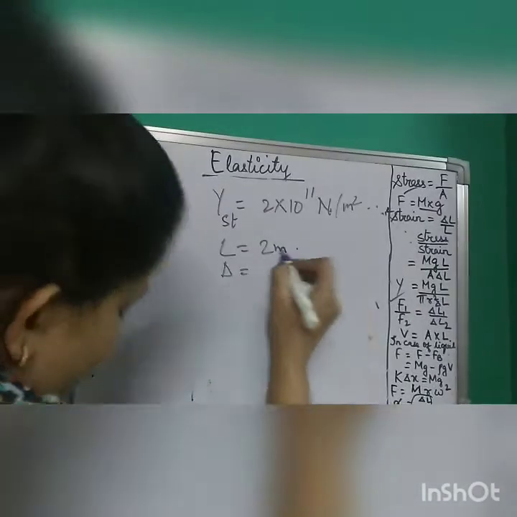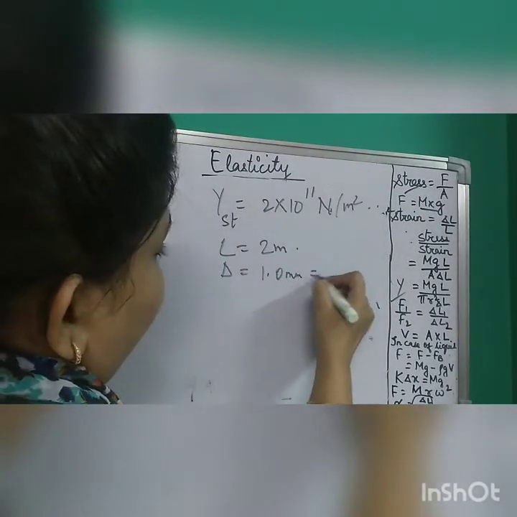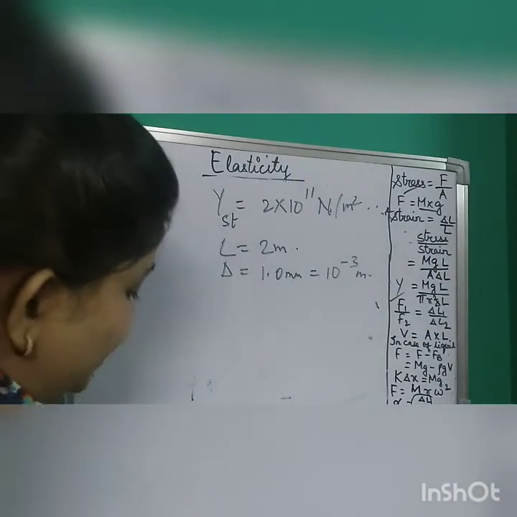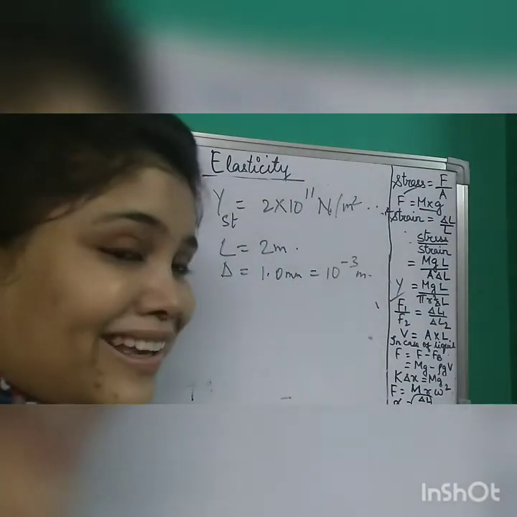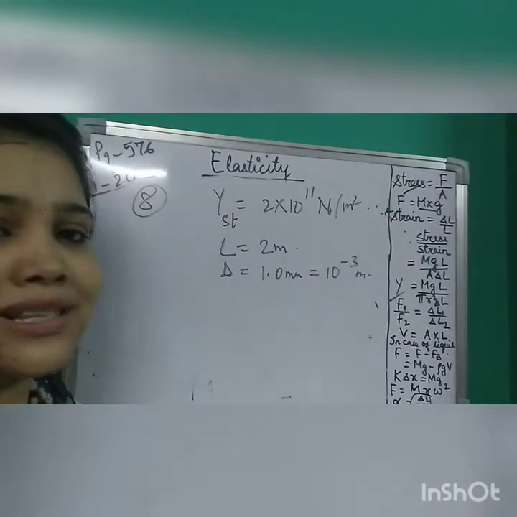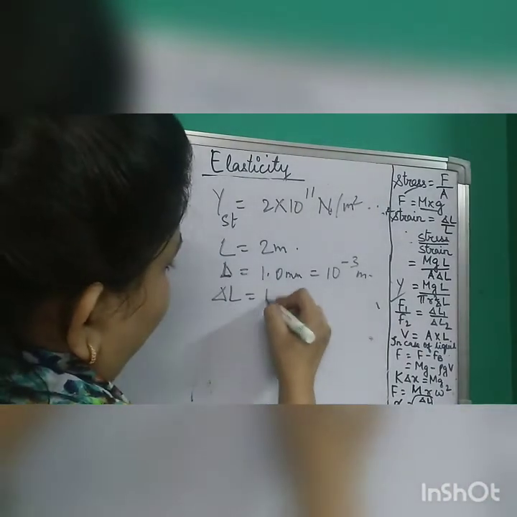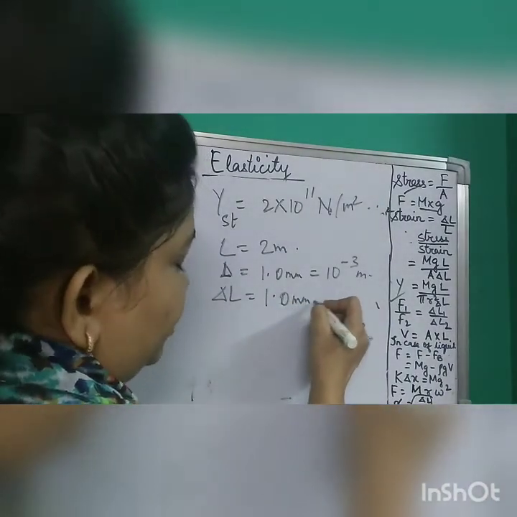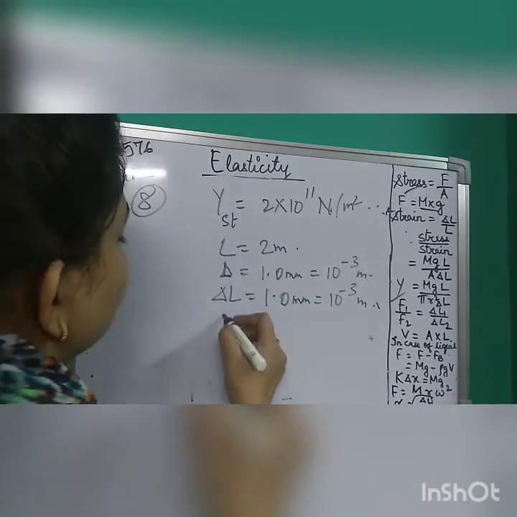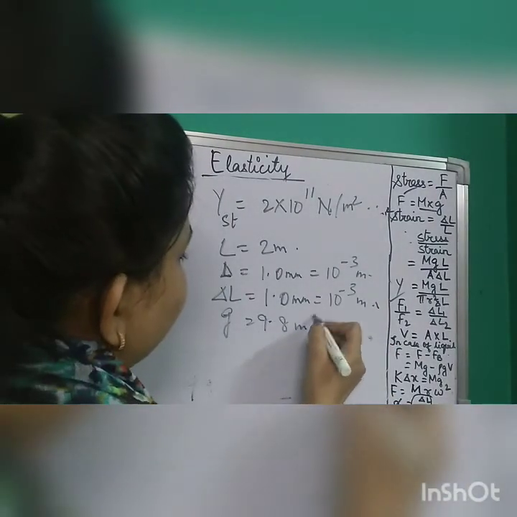Diameter is given as how much? 1 millimeter. 1 millimeter, as you know, is 10 to the power of minus 3 meter. So that the length of the wire is increased by 1 millimeter. Here the length of the wire is getting increased by 1 millimeter. That means delta L is given as 1 millimeter again. So 1 millimeter means 10 to the power of minus 3 meter. What else is given? g is given as 9.8 meter per second square.